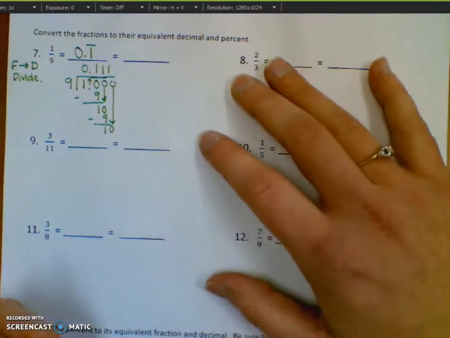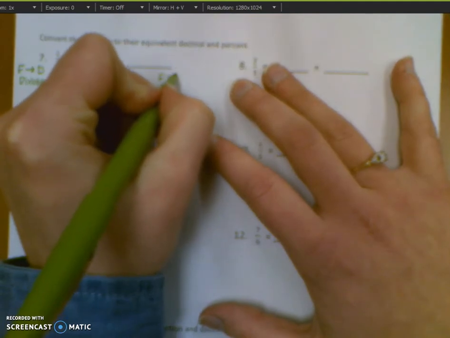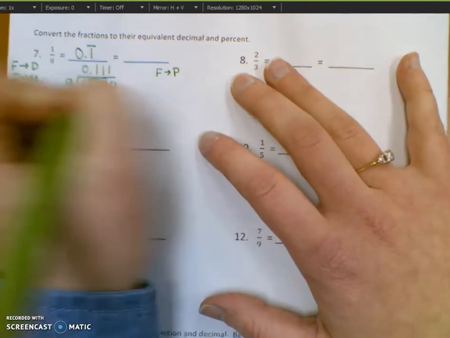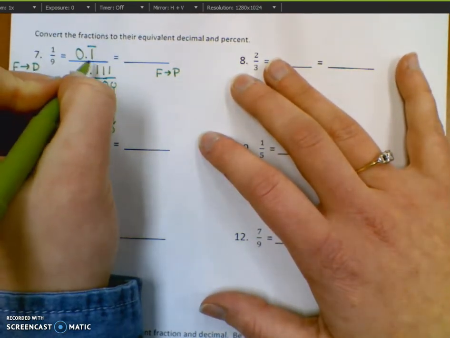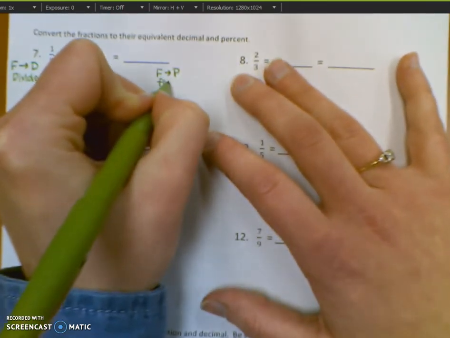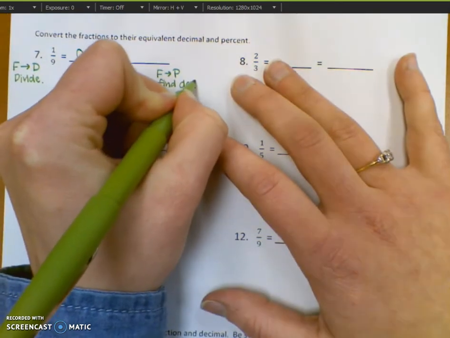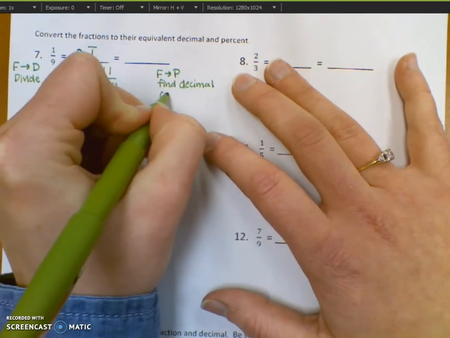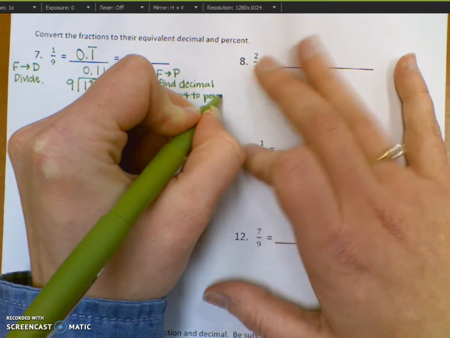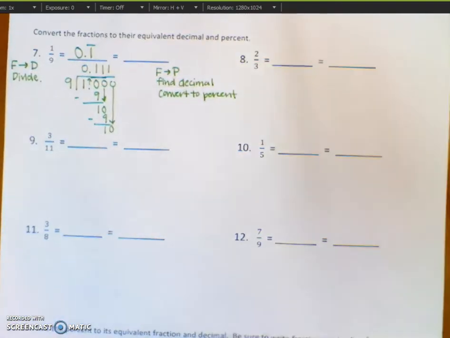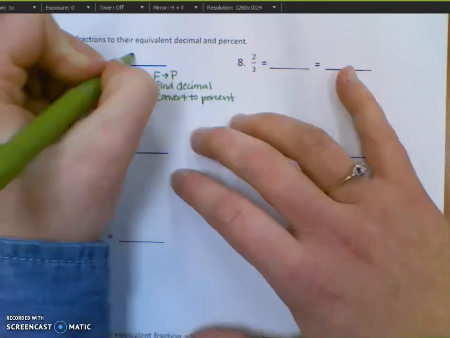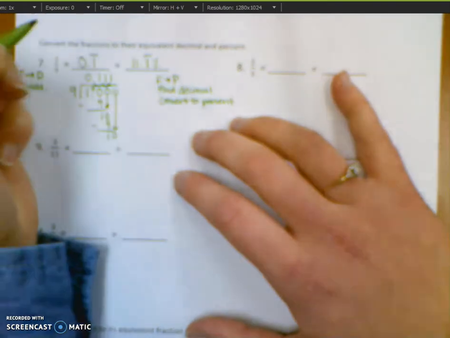And then to take a fraction to a percent, I think the easiest way is, once you have the decimal, to just convert it to a percent. So when I do fraction to percent, I always find the decimal and then I just convert it to a percent. Find decimal, convert to percent. And in order to do that, we learned in the last video, all we have to do is just take the decimal 2 places to the right. And so when I do that, I get 11 and 1/10 repeating percent.